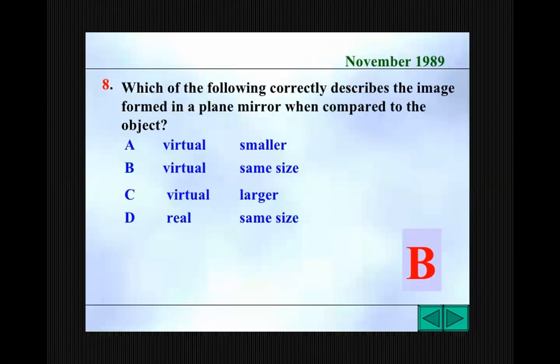Now another question. There's an old past paper. This is a very important one. Which of the following correctly describes the image formed in a plane mirror when compared to the object? Now you remember again the properties of image formation in a plane mirror. The image is always virtual and the same size. So option A is incorrect, B is right, C is also incorrect, and D is also incorrect.